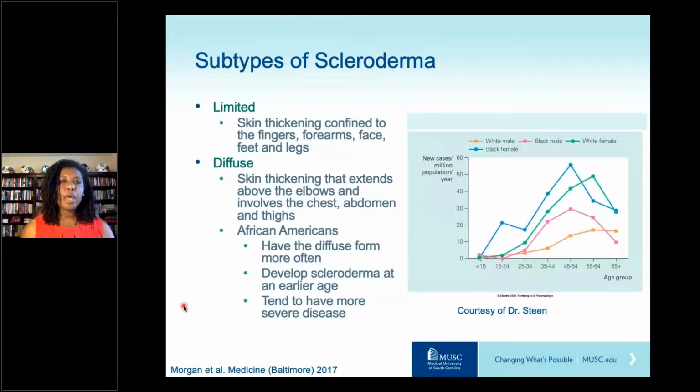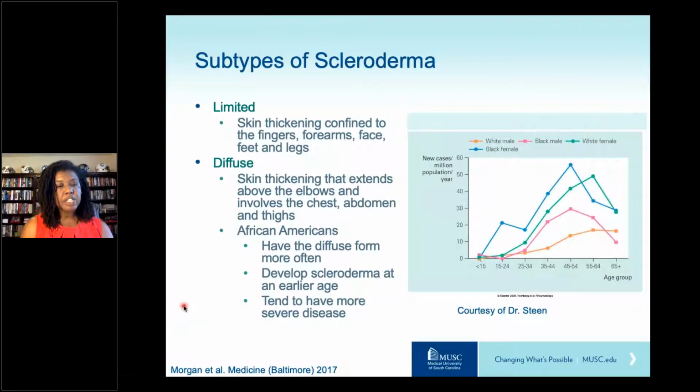I'm sure you're well aware that there are different subtypes of scleroderma. There is the limited subtype and there is the diffuse subtype. In the limited subtype, the skin thickening, which is one of the hallmarks of scleroderma, is confined to the fingers, the forearms, the face, the feet, and the legs, while in the diffuse subtype, the skin thickening extends above the elbows, which involves the chest, the abdomen, and the thighs.